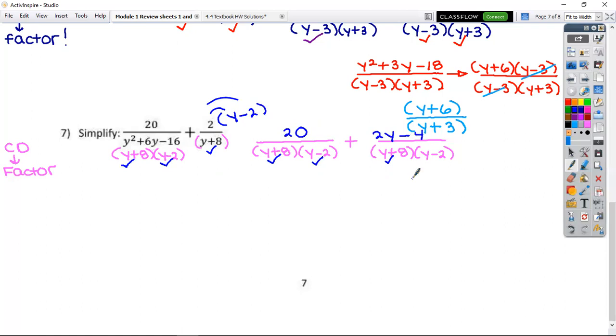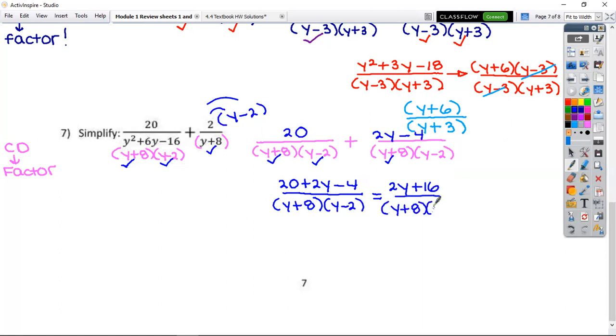Okay, so almost done. Combine them together now. So I have a 20 plus 2y minus 4 all over my common denominator of y plus 8, y minus 2. So this is equivalent to 2y plus 16 divided by y plus 8 and y minus 2.